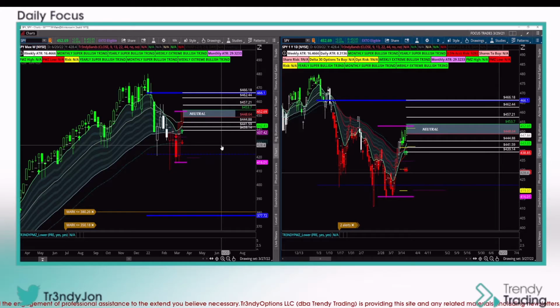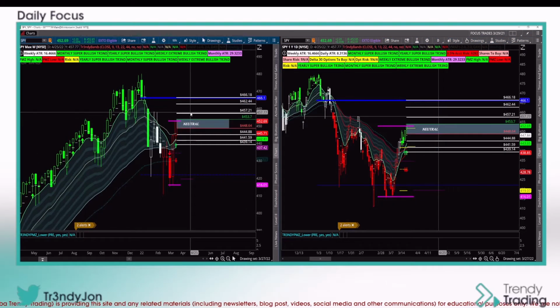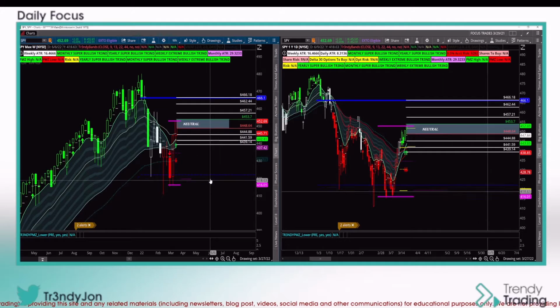If we break down below the red this week, I am looking for buyers to step in. If you don't like shorting, just sit back and relax and wait for that next buying opportunity. And I'll talk about that, okay? All right, so if we break over the green here, I will be looking for 457, 462, 466.